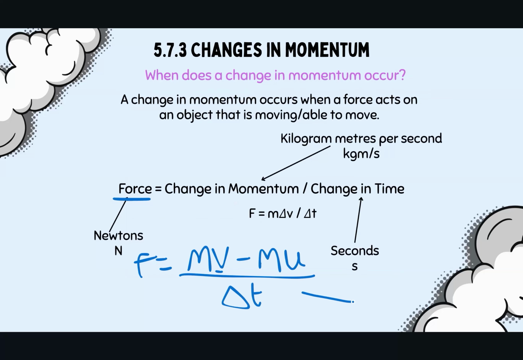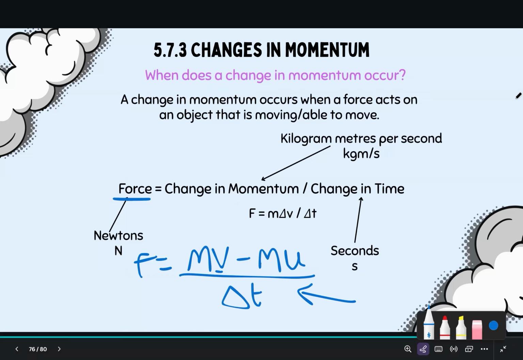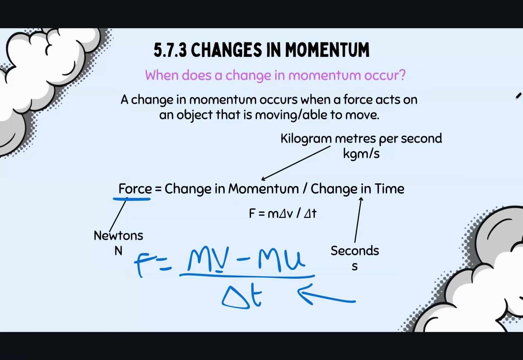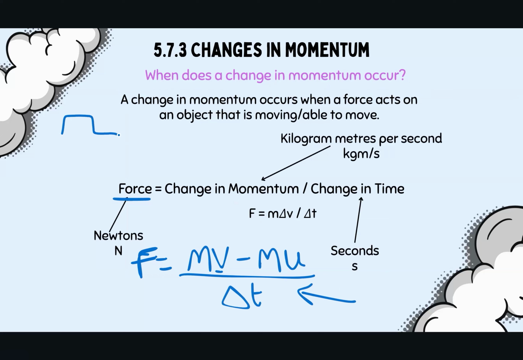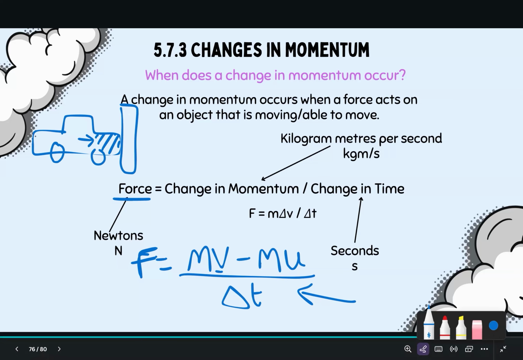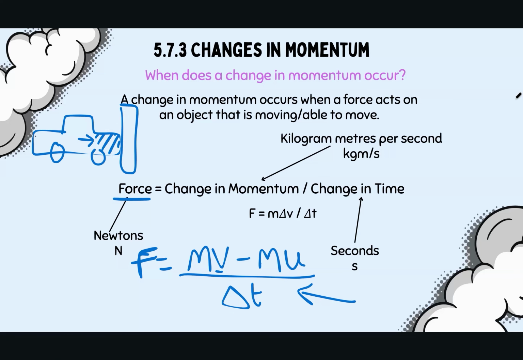So if we can increase the time it takes for something to occur, what do we automatically do? We decrease the force. That's why some cars have crumple zones. So this is coming up anyway, or it should be coming up in the text. A crumple zone is where, when a car actually bumps into something, the front part of the car crumples up. What that actually does is it increases the time it takes before the crash occurs.